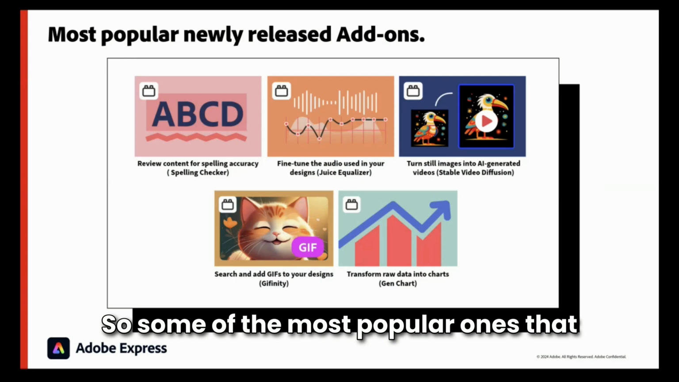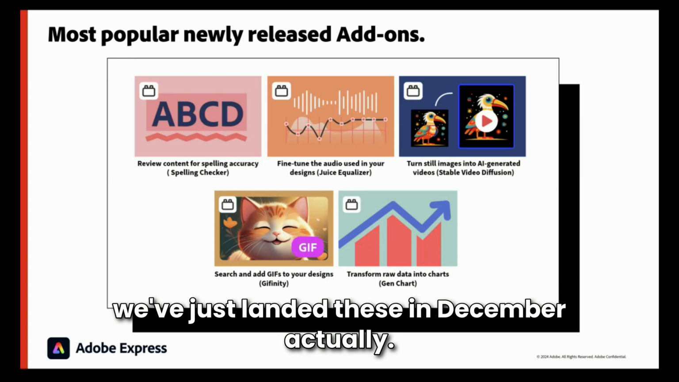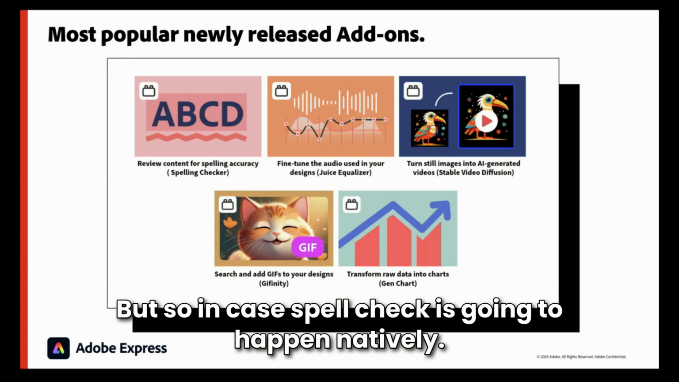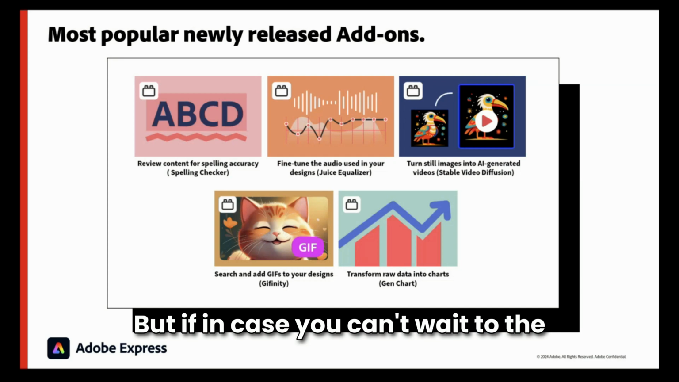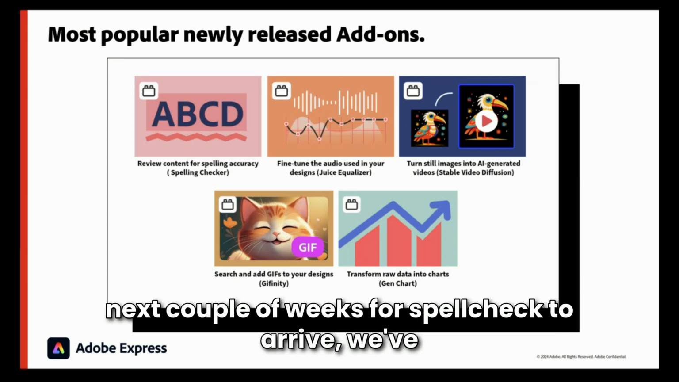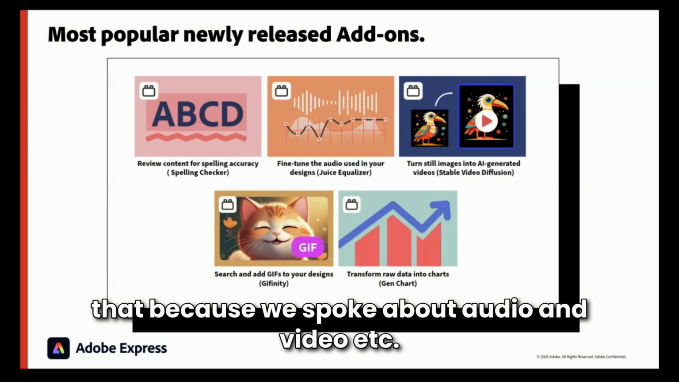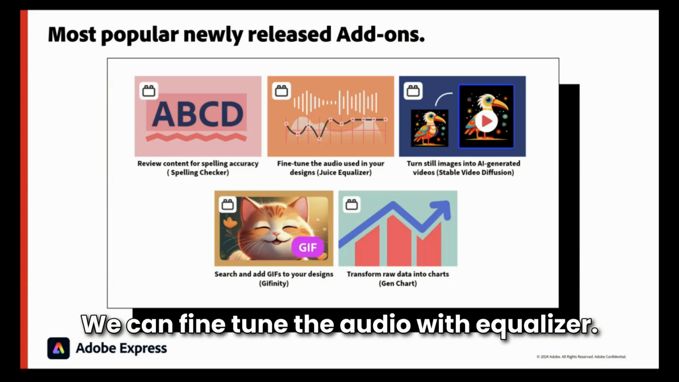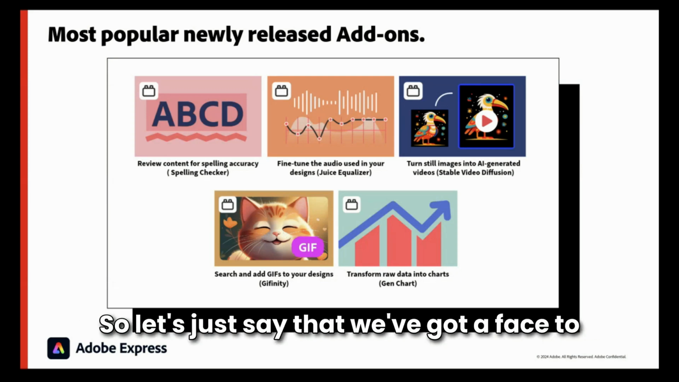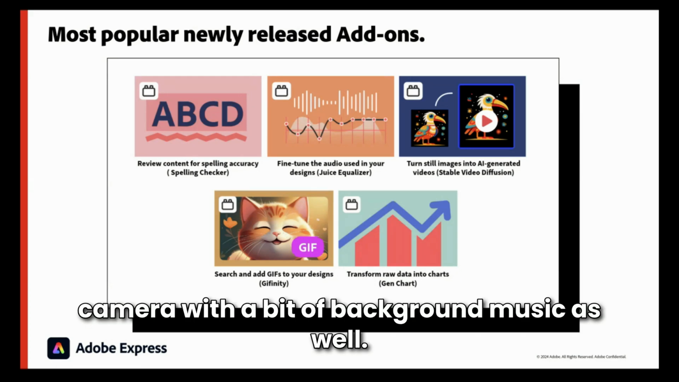Some of the most popular ones that we've just landed, we landed these in December actually. Spell check's going to happen natively, but in case you can't wait the next couple of weeks for spell check to arrive, we've got spell checker add-ons if you want to use that. Because we spoke about audio and video, we can fine tune the audio with something like equalizer. So let's say we've got a face to camera with a bit of background music as well.